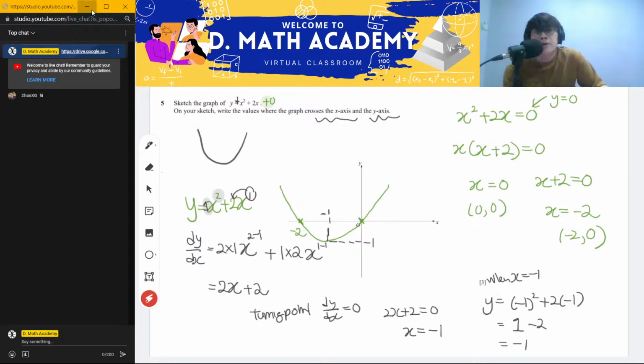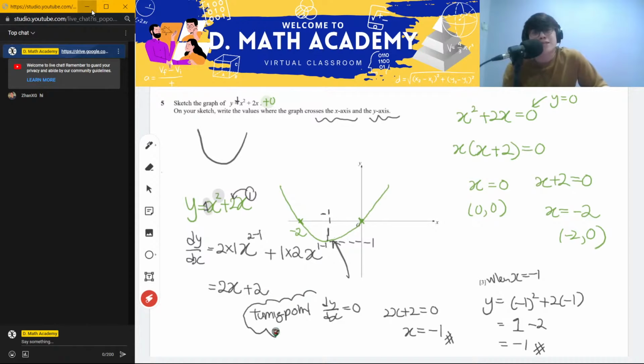Okay, please remember when you're trying to find the turning point, there are only 2 ways to get it done. Either you do completing the square or differentiation. So this is the differentiation way, where you set your dy/dx equals to 0 and you'll be able to find the coordinates of the turning point. So in our case, it is negative 1 and negative 1 for the turning point over here. Okay, this is the turning point.